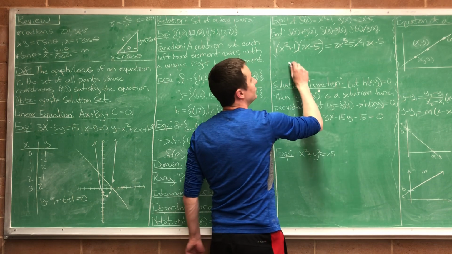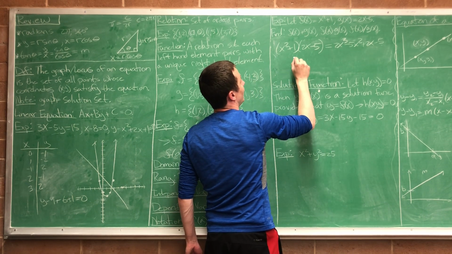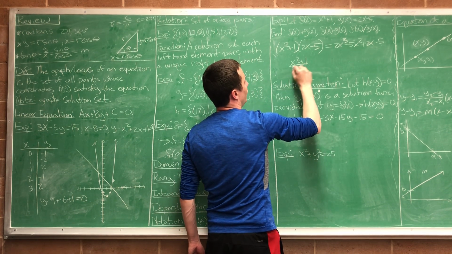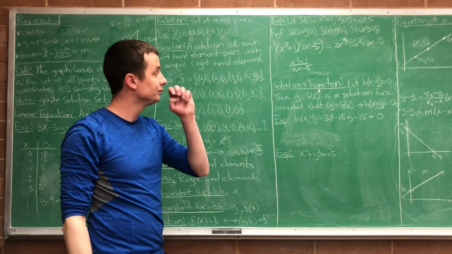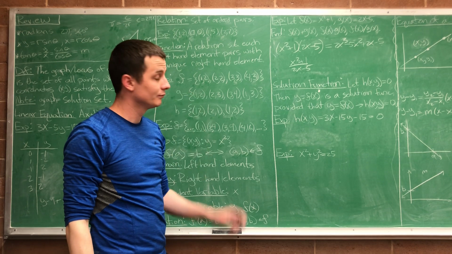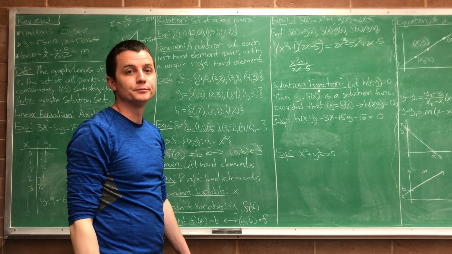And how do you divide them? Same thing. So we have x squared plus 1 over 2x minus 5. And not really much more we can do with that. Okay?